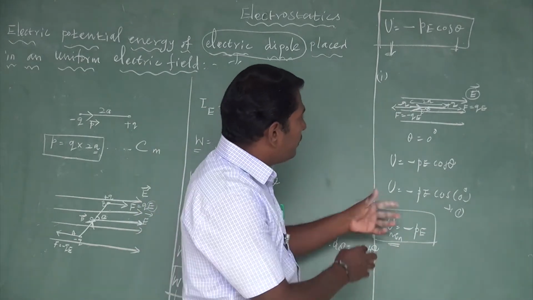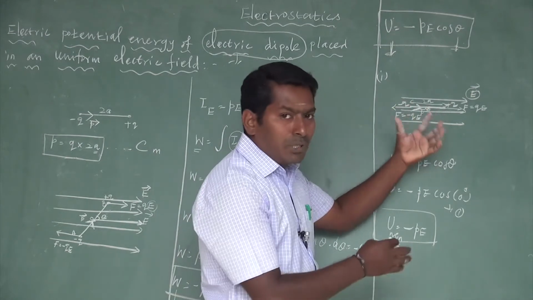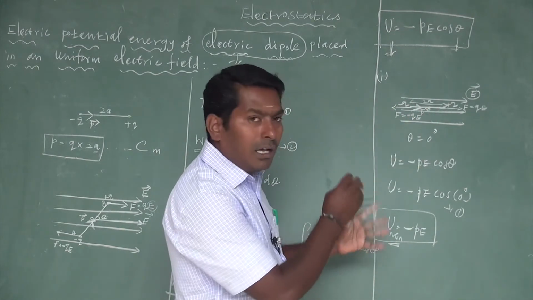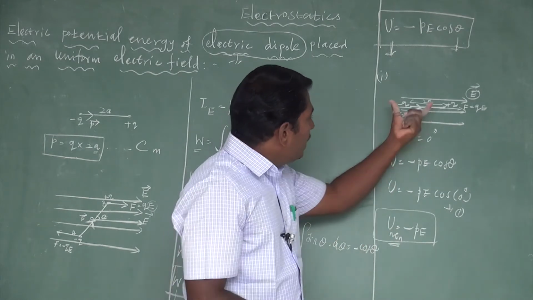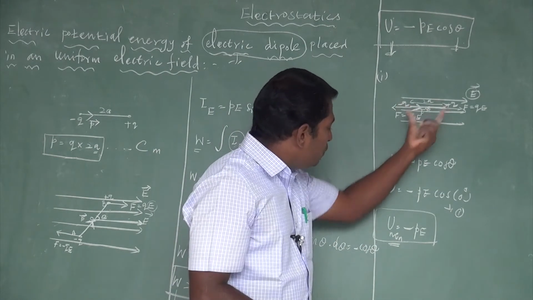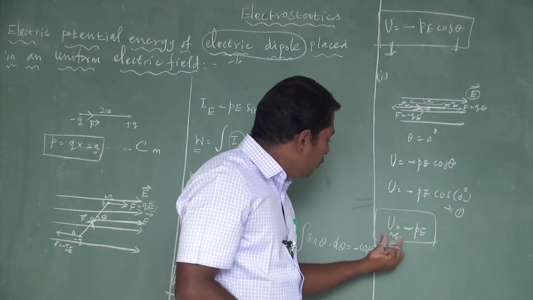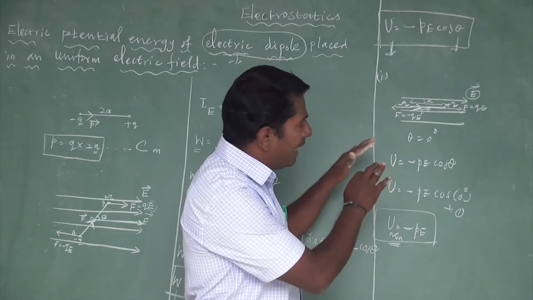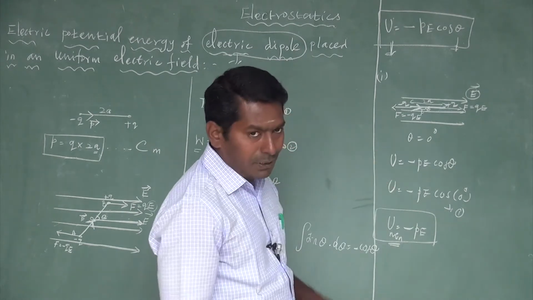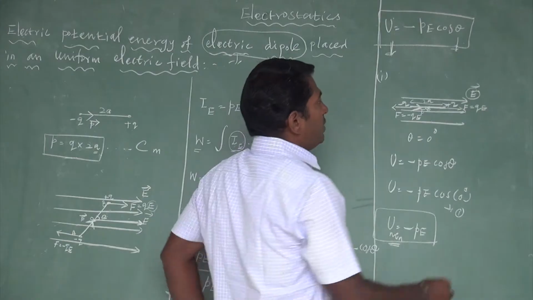In this position, the electric dipole possesses stable equilibrium. It will not rotate within the uniform electric field in this position. That's why the electrostatic potential energy in this position is minimum, U minimum is equal to minus pE. So the electric dipole attains stable equilibrium in this position. Now the second case.